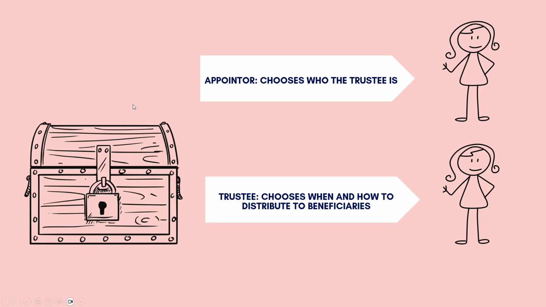So I've been talking about giving somebody the keys to the trust. Now I'm just going to explain quickly how the various roles in the trust work. So the appointer, this is the person who chooses who the trustee is. They're like the overall boss of the trust. Whereas the trustee chooses when and how to distribute the income or capital to the beneficiaries. So because the appointer chooses who the trustee is, the appointer has overarching control of the trust.